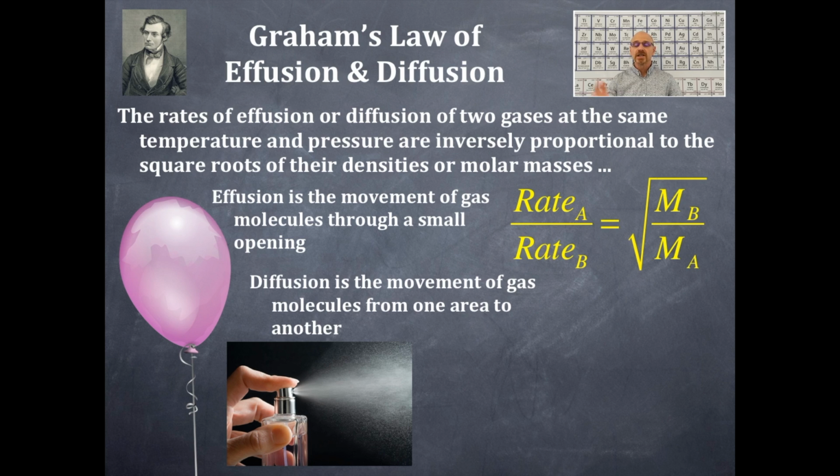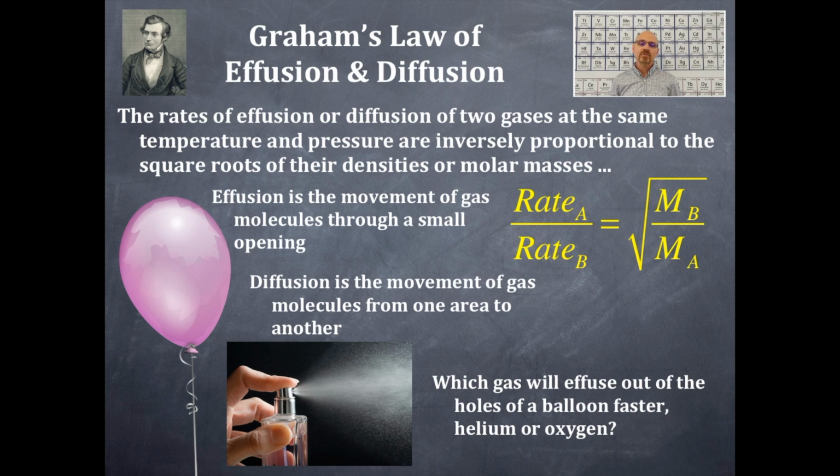So this is Graham's law. We can calculate how much faster one gas is compared to another gas using this mathematical equation here. The rate of gas A over the rate of gas B is equal to the square root of an inverse relationship of either their molar masses or their densities. So which gas will effuse out of the holes of a balloon faster, helium or oxygen?